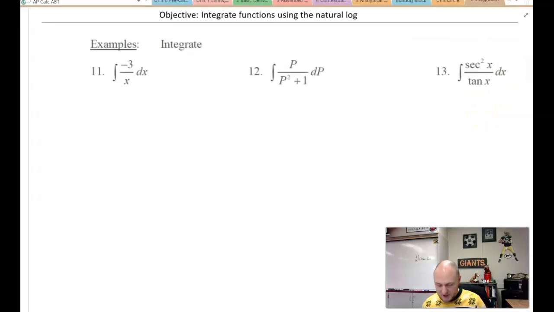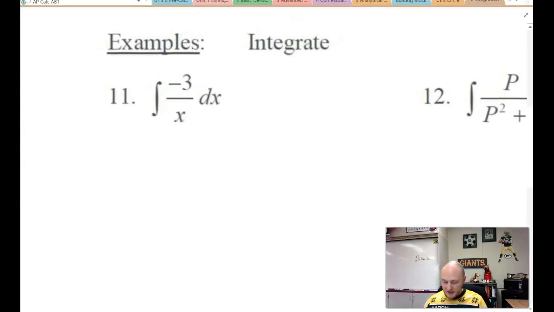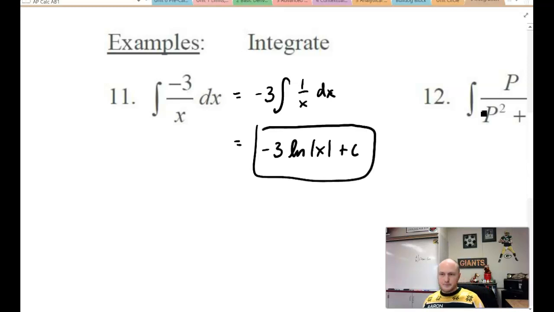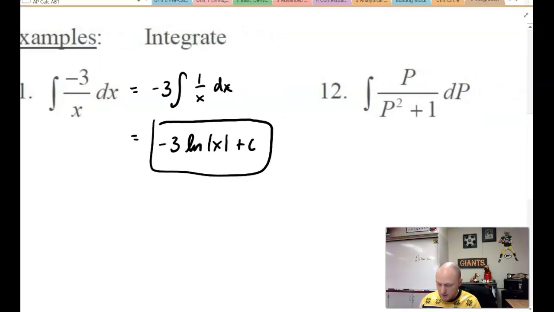Okay, so let's go ahead and integrate these examples. I want to integrate negative 3 over x dx. And again, you can rewrite it like this: negative 3 times 1 over x dx. Hey, 1 over x. Well, how do you get 1 over x? Well, you differentiate the natural log. Okay, make sure you add in the absolute value symbol there. The integral of 1 over x is the natural log of the absolute value of x.